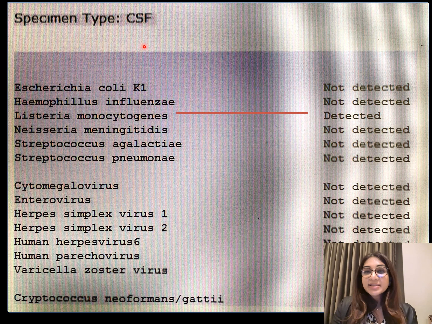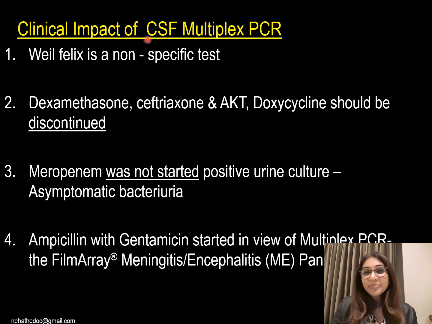So in this patient, when the CSF was performed, the same day we had the etiology detected and it was Listeria monocytogenes. So this was detected in the CSF. There was no Streptococcus pneumoniae isolated, and of course no virus etiology was detected either. Hence the diagnosis was clear, and the clinical impact of this positive CSF multiplex PCR was that antibiotics, which included ceftriaxone, and anti-TB drugs, doxycycline, dexamethasone, all were discontinued because there was evidence for the diagnosis.